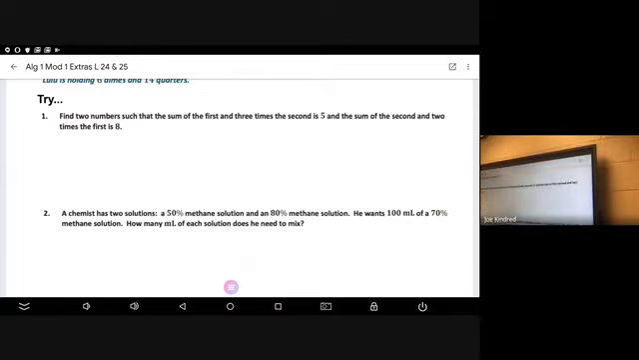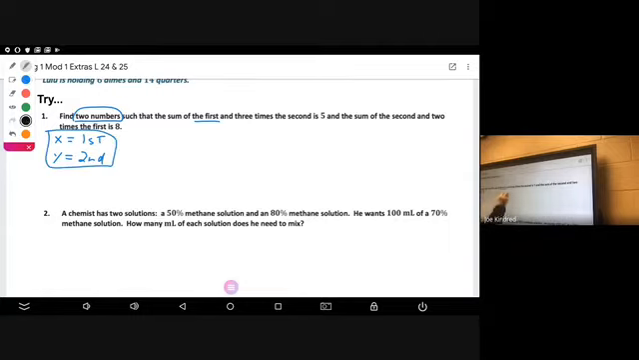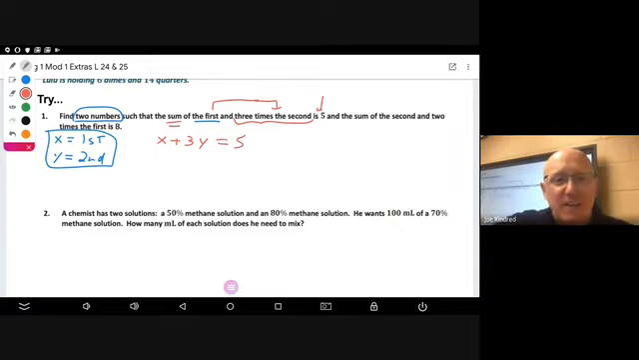And so I'm going to declare that if we have two numbers, X and Y are my two numbers. I'm going to say that X will be my first and Y will be my second. From this point, I can then begin to read carefully. The sum of the first and 3 times the second. And that means the first, X, plus 3 times the second is equal to 5. So that's how we want to dissect this sentence into an equation.